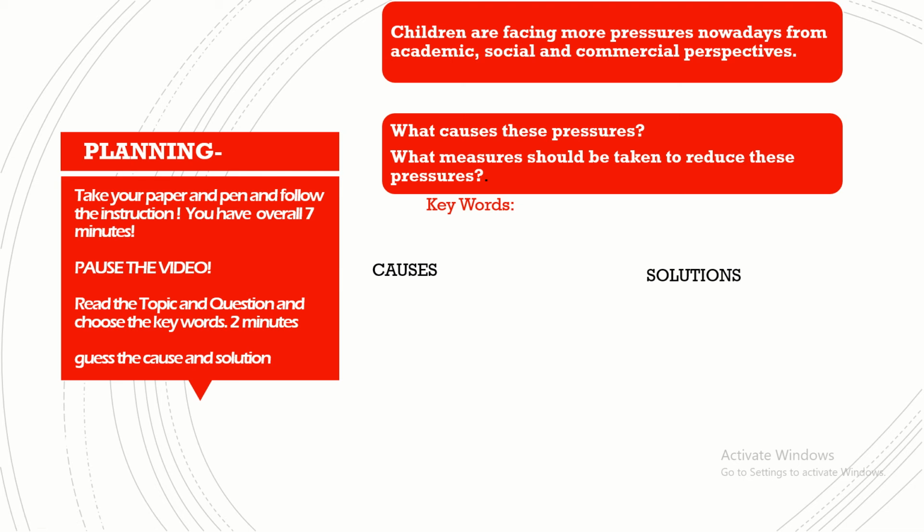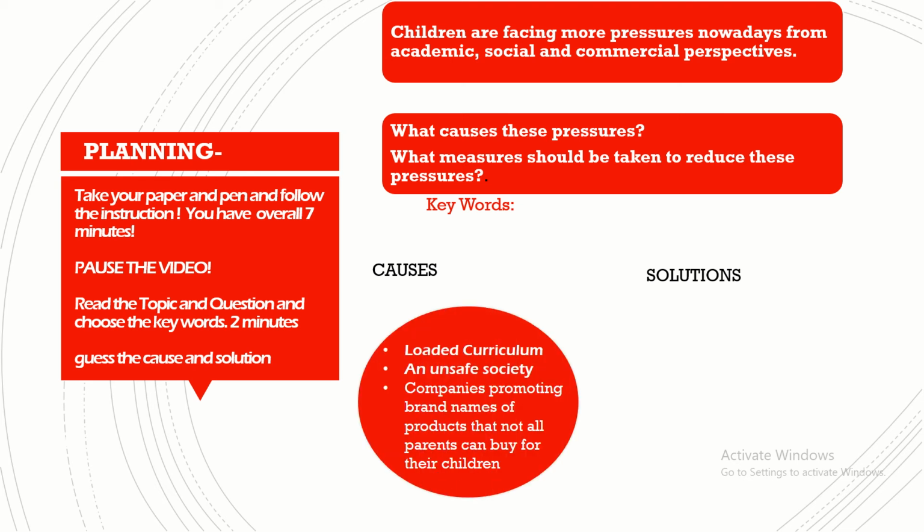However, if the topic were like this, children are facing some pressures such as academic, social, or commercial perspective, so you can drop one of them. But here, it is impossible. You can't at all. Right. Well, and the keywords from the question, causes. So we have to find the causes of the pressures, and also what measures should be taken to reduce these pressures. So it means we need to make suggestions or find solutions.